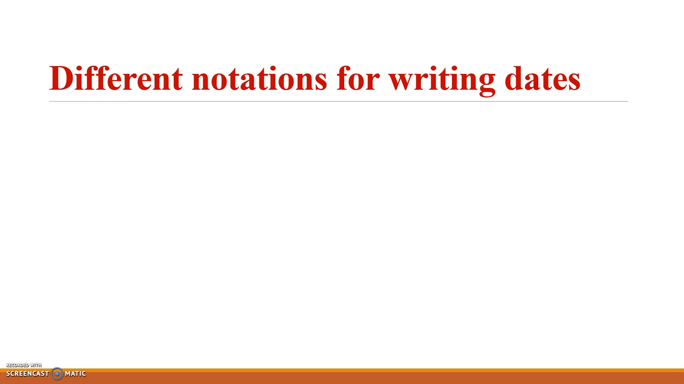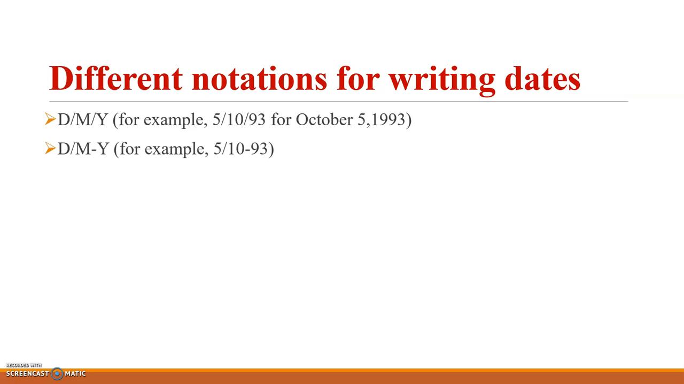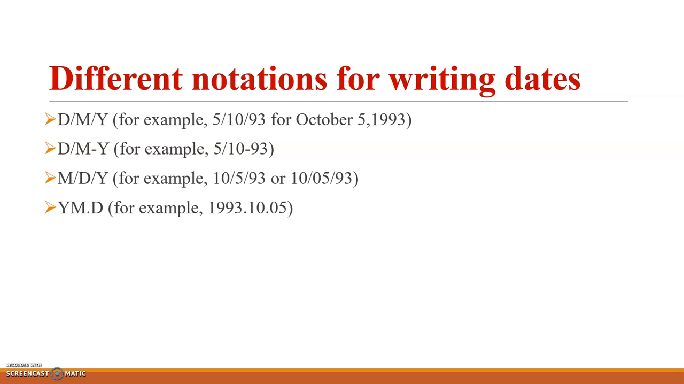Let's see the different notations for writing dates. The first one as day, month, year. The second one as day, month, dash, year. Next one as month, day and year. The next one as year, month, dot, day. Next one as year, month and date. So these are the different notations which are going to be used by different companies. So it's better to specify these notations at the place where you are asking the user to enter the date, so that it will be easy for the user to understand in which format he is going to enter the date.